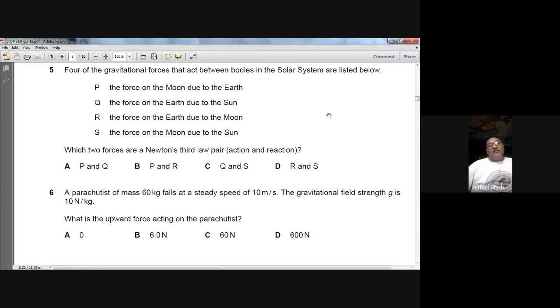Opposite forces, equal in magnitude, acting on different bodies. But in both the statements, the bodies should be the same. So P and R is a Newton's third law pair. So B is the option. For question number 5, B is the option.